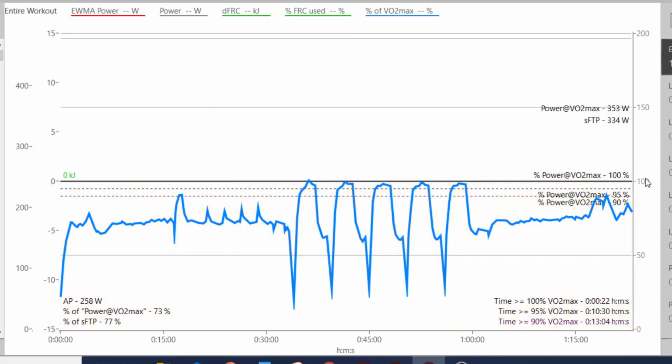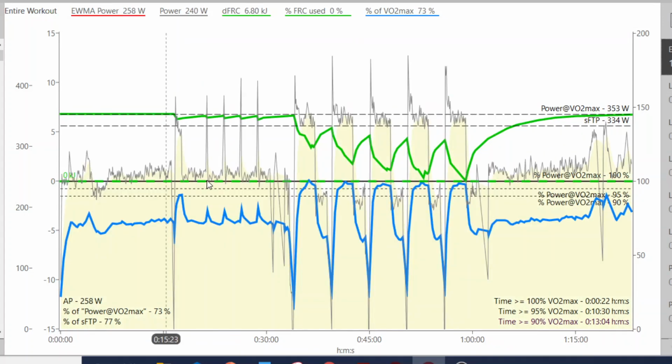So that's how the chart is constructed. Again, FRC working down to 0 and percent of power VO2 max working up to 100%. All right, so let me talk about the percent of VO2 max. I mentioned earlier what quote unquote power VO2 max might mean, and it's not a single power, there's a range of powers.